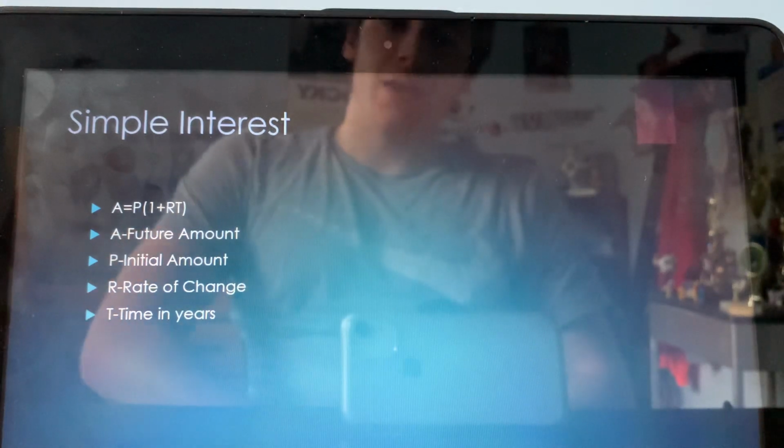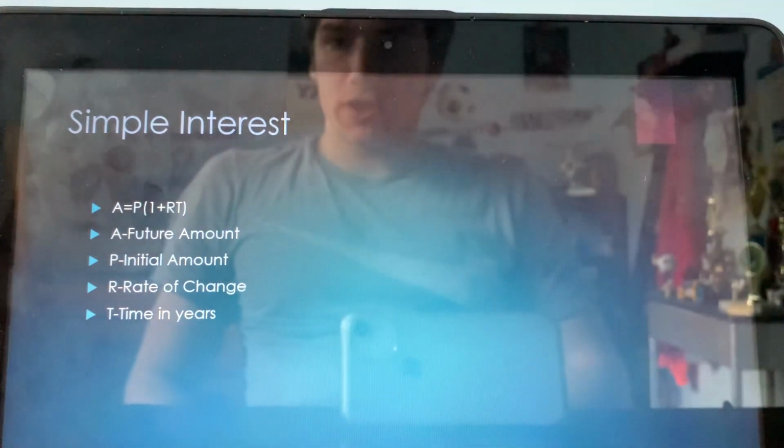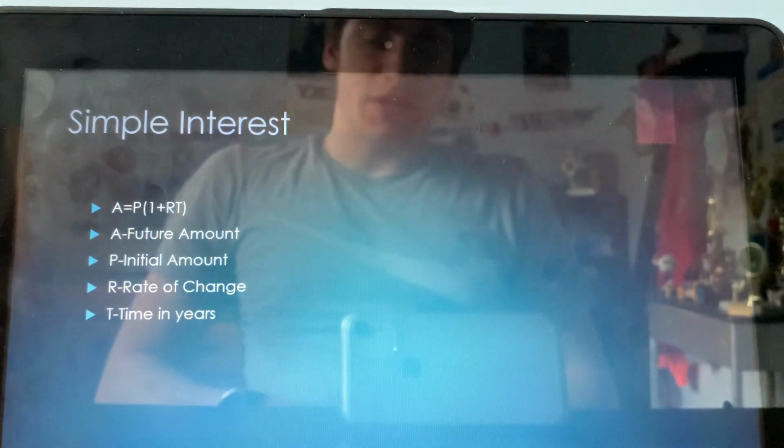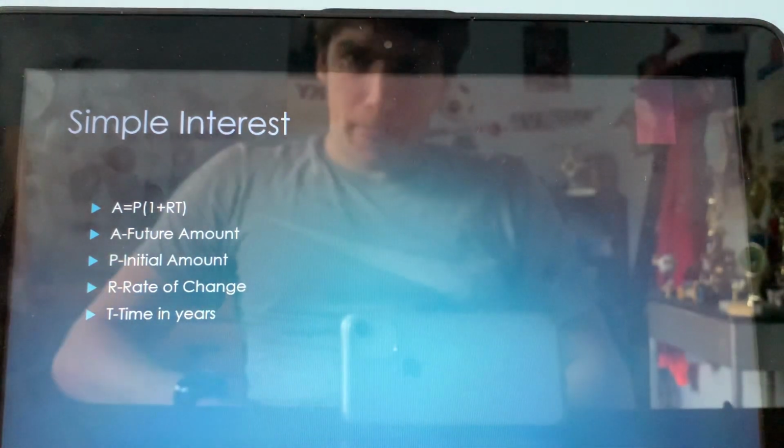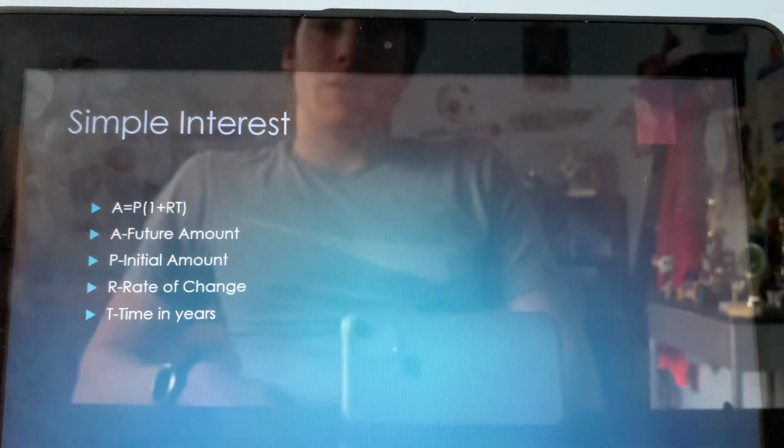A is the future amount, P is the initial amount, R is the rate of change, and T is the time in years. So it's pretty much saying we take the rate times time, add 1 because the rate times time finds the interest, and we have to add 1 because it's growing. And we don't want to get the interest, we want to get the actual amount. So we have to take the interest and add it to the initial amount to get the future amount, which is A.